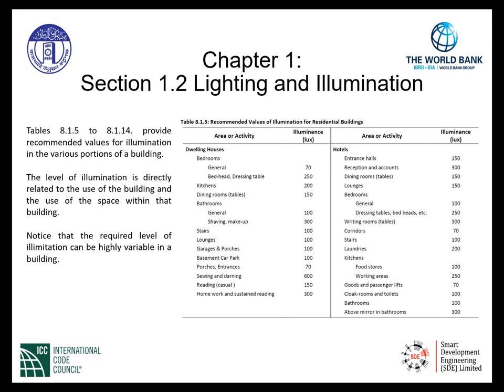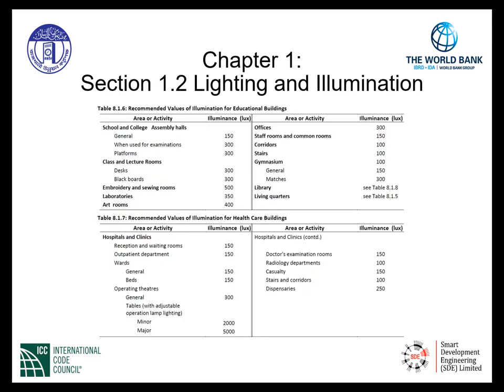of 300. The level of illumination is directly related to the use of the building and the use of the space within that building. However, notice that the required level of illumination can be highly variable in a building. Table 8.1.6, titled Recommended Values of Illuminance for Educational Buildings. The area or activity is indicated in the first column, as in the previous table, with the second column giving us the illuminance in lux.